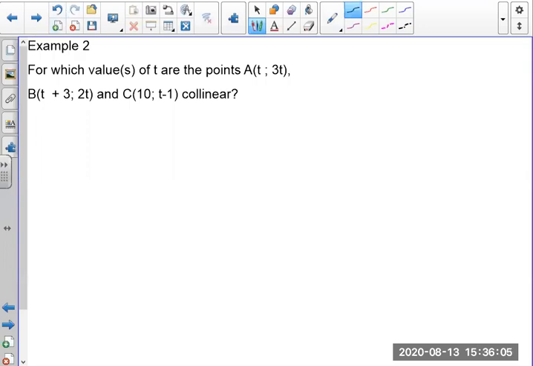Now we have an interesting one here. And they love to ask something like this. For which value or values of t are the points A, which is (t, 3t), and B, which is (t plus 3, 2t), and C, which is (10, t minus 1), collinear? For which values of t are the points collinear? Can you see how it differs from the previous one?